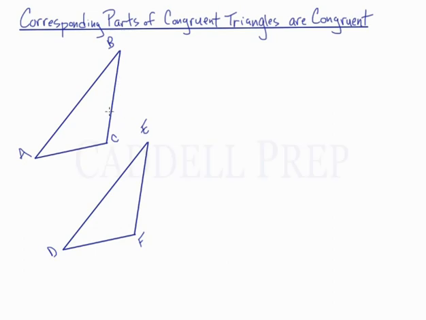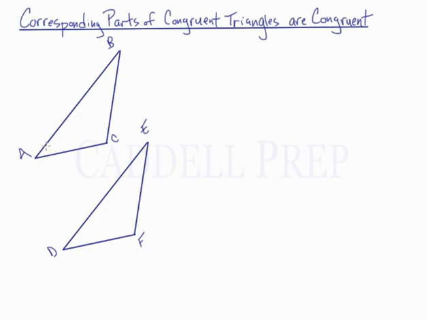A lot of times when we're working on a proof, the objective is to prove that two triangles are congruent. But sometimes we're just going to prove the two triangles congruent in order to prove other information as well. In congruent triangles, corresponding parts of those congruent triangles are congruent.